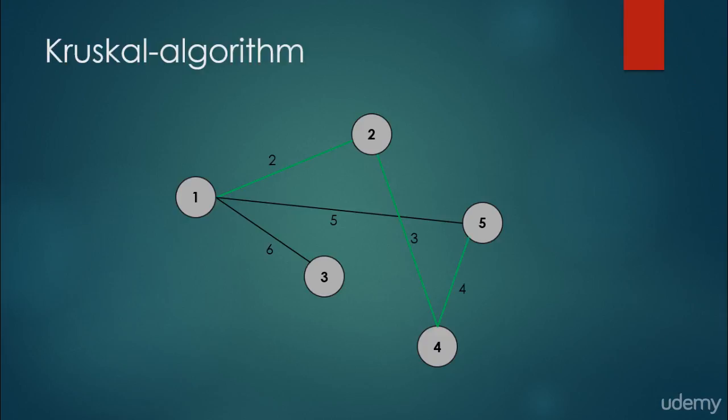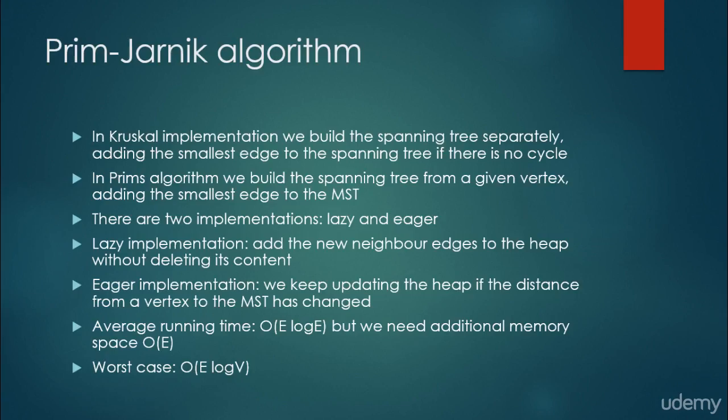It also doesn't form a cycle, so we try to add 5, but we are going to detect that it would form a cycle, so we skip this edge and we go to 6. And 6 doesn't form a cycle, so it is part of the minimum spanning tree. And as we have visited all vertices, it means that we are done. The total cost is 15 units.